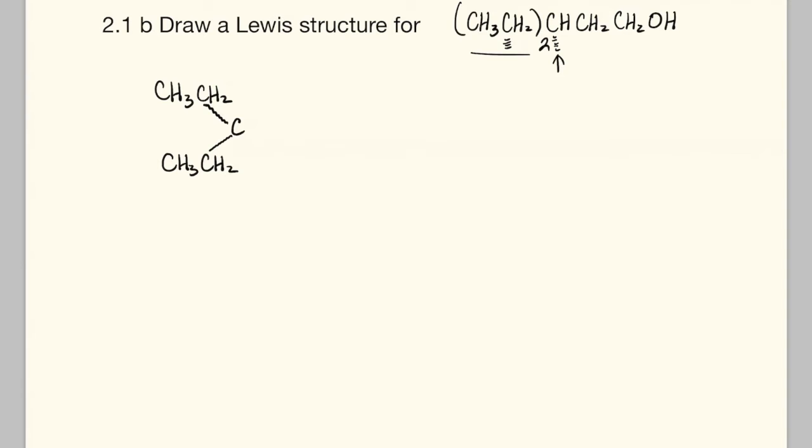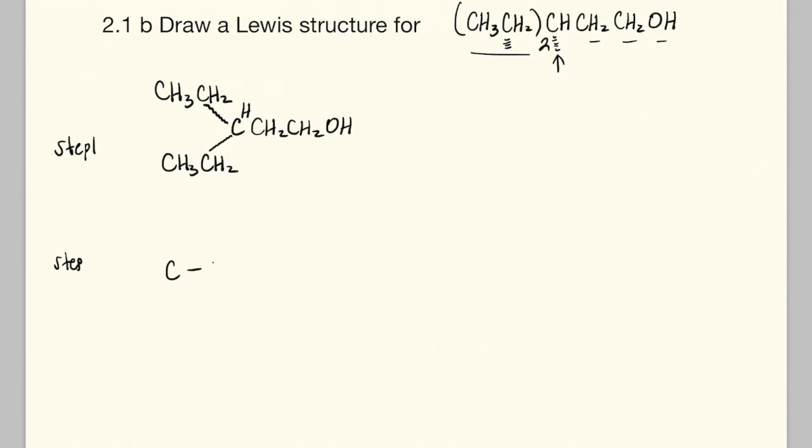All right? And now we just want to write what's called a partially condensed structure. Draw the H on that C. And then we have CH2, CH2OH. Now that we have a partially condensed structure, we can go ahead and draw the Lewis structure. And for each C, you want to draw the H's attached to that.